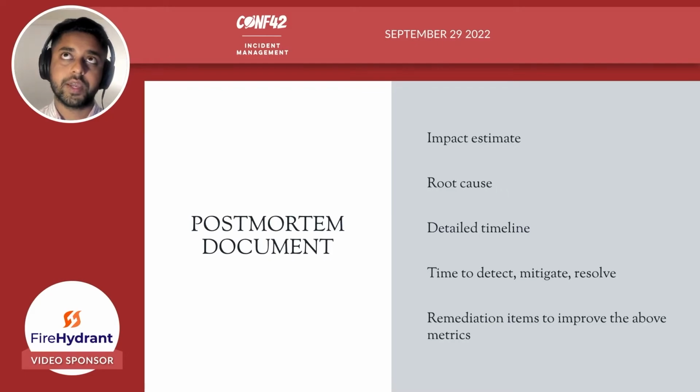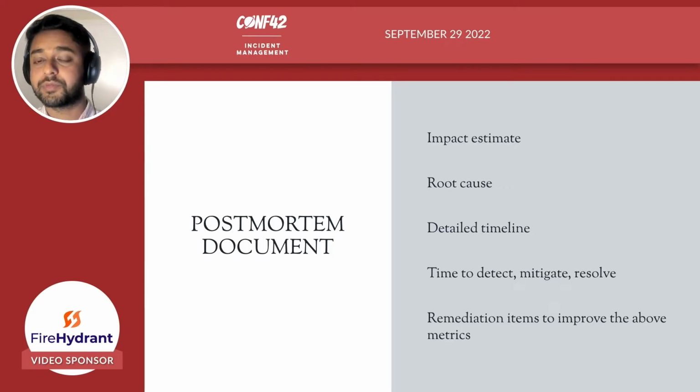Next, provide a detailed timeline of events, including when the incident began, so when the symptoms first started, what time did we detect the incident, when was the incident mitigated, so when did we fix the symptoms, and then when did we actually resolve the root cause. Based on how long it took to detect, mitigate, and resolve our incident, we may be able to identify action items to reduce that time.